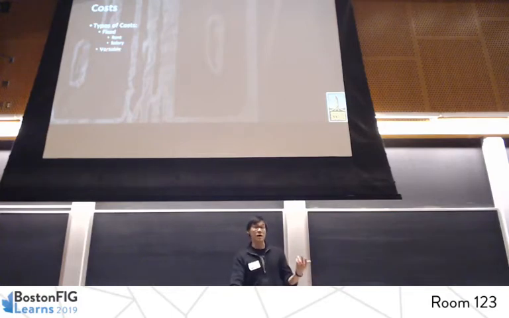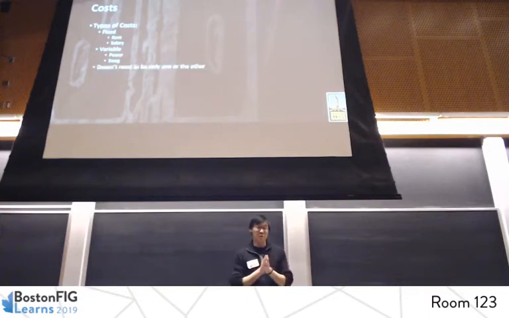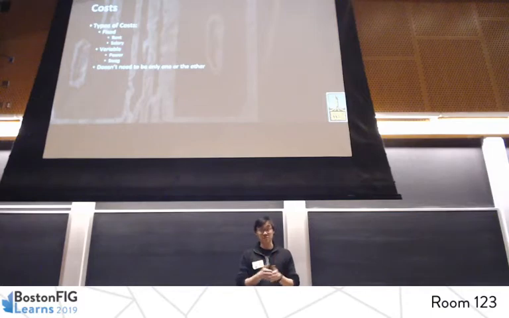Another one is variable cost. So variable costs are things like your power bill, your water bill. If you want to buy swag, it's going to cost you $5 per shirt. If you buy 10 shirts, that's going to be $50, things like that. Most importantly, this doesn't necessarily have to be one or the other. These are not mutually exclusive. Sometimes they can be a mixed cost, the combination.